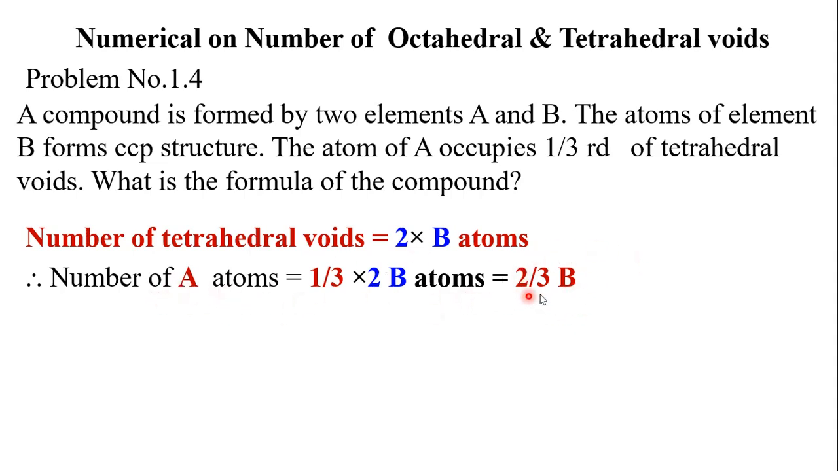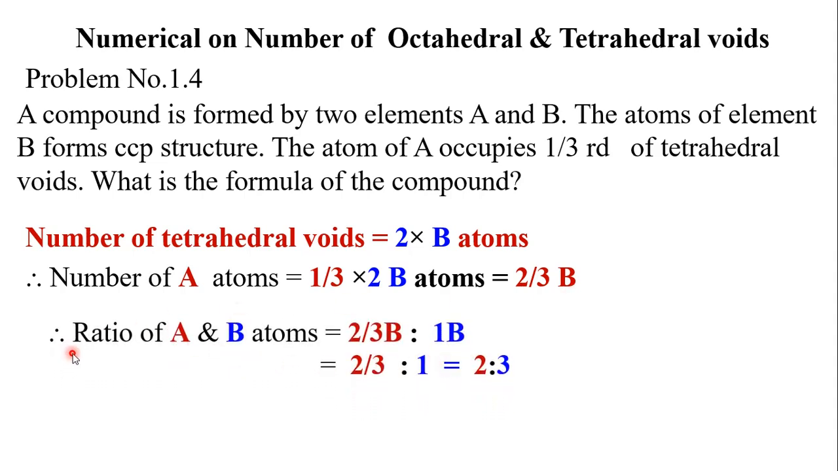So we got the number of A atoms: 2/3b, and B atoms is b. So here the ratio of A and B atoms is equal to 2/3b is to 1b, and b cancels. What remains? 2/3 is to 1, that is equal to 2 is to 3, and therefore the formula of the compound is A2B3. How many A will there be? 2 atoms. How many B? 3 atoms. So the ratio between A and B, or the formula of the compound, is A2B3. In this way you can calculate.